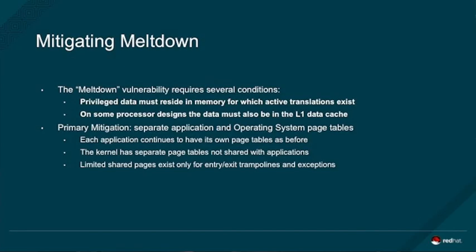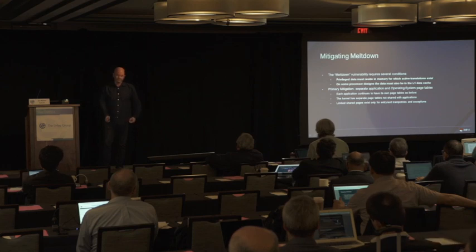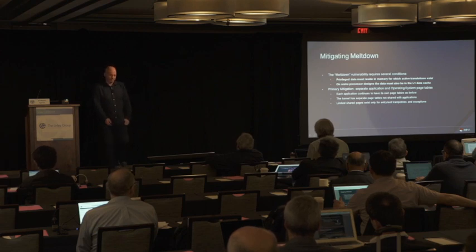All right? So Meltdown requires several conditions. You have to have privileged memory mappings at the same time. You have to have kernel mappings in place at the same time that you have application mappings, which is traditionally the case in modern operating systems. And in some cases, the data must also be in the innermost L1 cache.